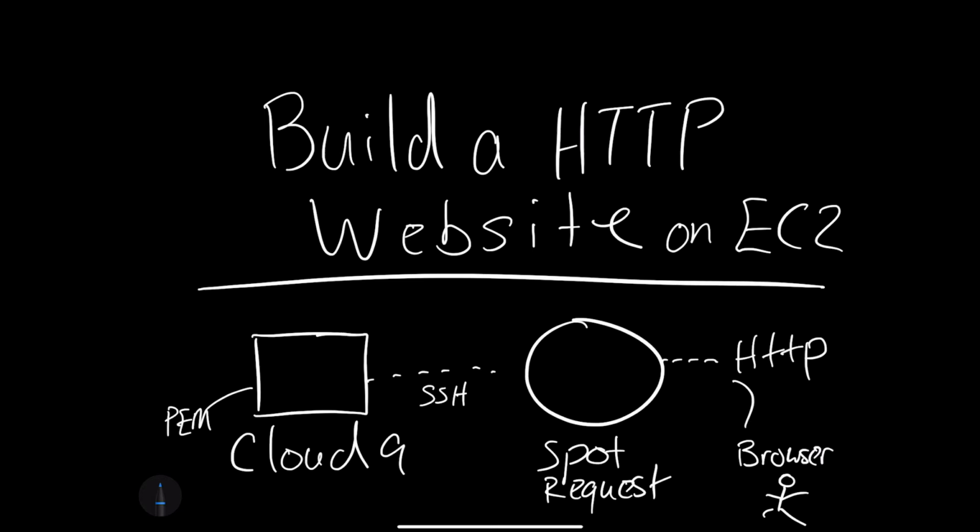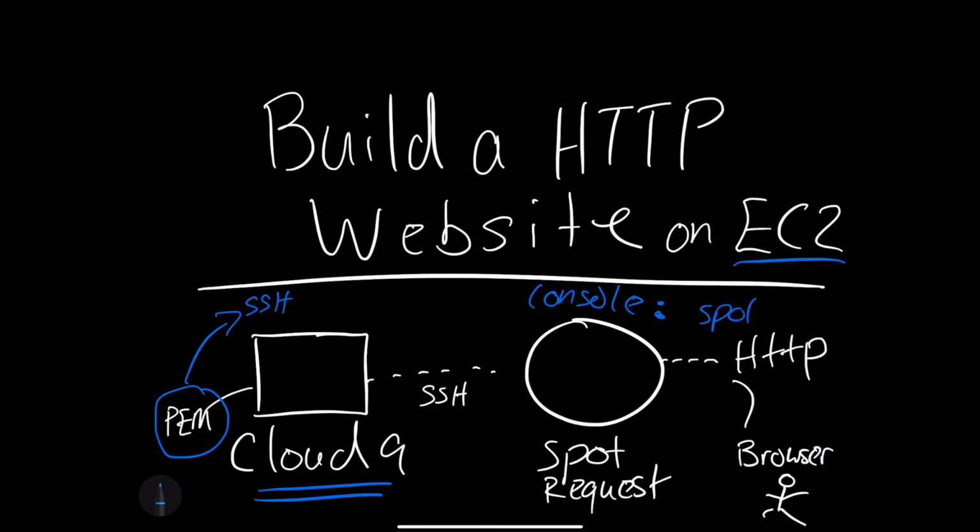In this section, we're going to get into building an HTTP or web server on an EC2 Spot instance. How will this work? Well, in terms of architecture, first we'll spin up a Cloud9 development environment, and then we'll also register a new PEM file. That PEM file will allow us to make an SSH connection to the Spot instance that we'll spin up. Then we'll go into the console and tell the Spot request to launch a new Spot instance.